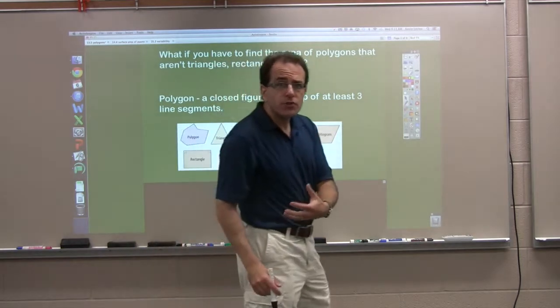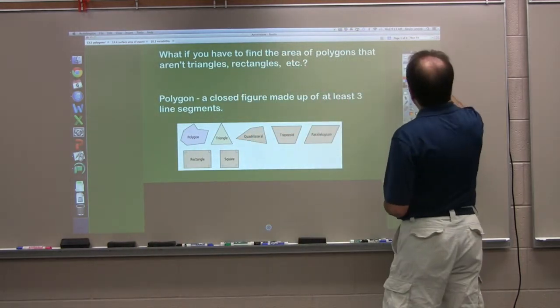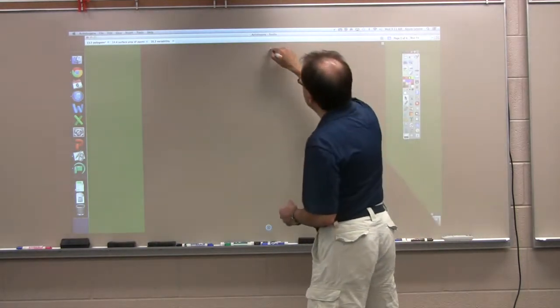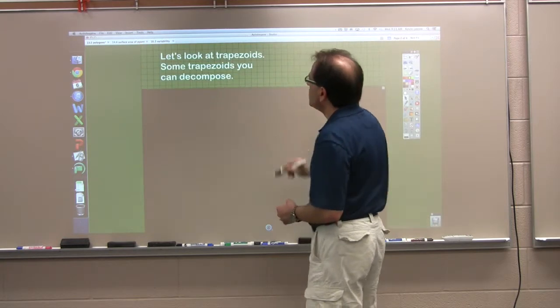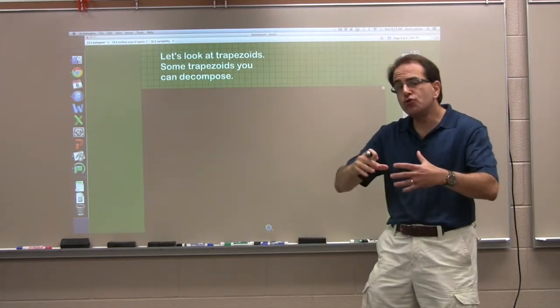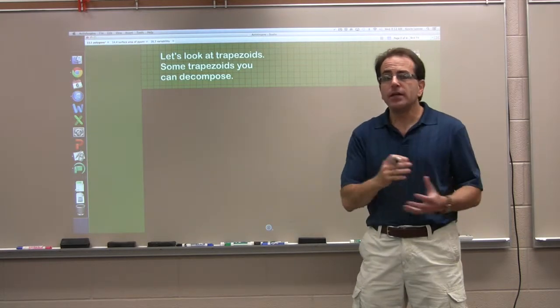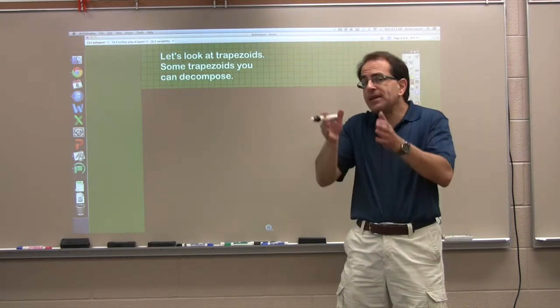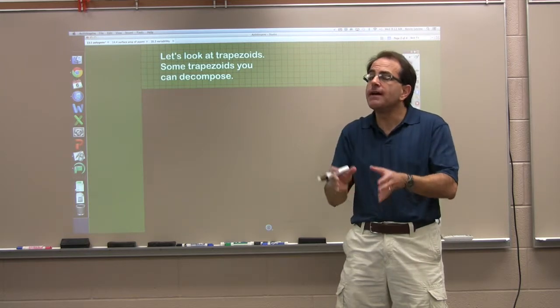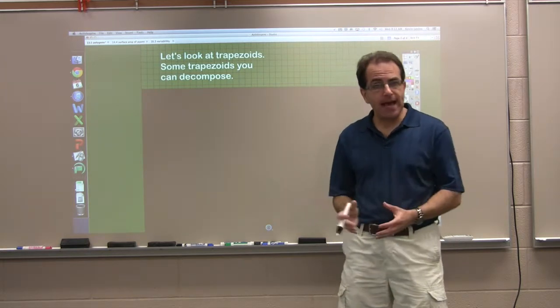So what are we going to do to find the area of some of these polygons? Let's take a look first at a trapezoid. Some trapezoids you can decompose, break apart like we did with parallelograms and put together in different ways. Or we can break them into shapes that we're more familiar with, find the area of each of those shapes, and add them together.